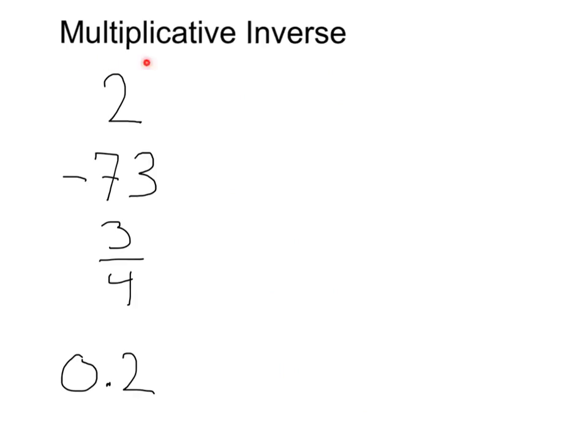The multiplicative inverse is a little bit different. In this case, of course, we're not adding, we're multiplying. But instead of trying to get 0, we're trying to see what is going to give us 1.